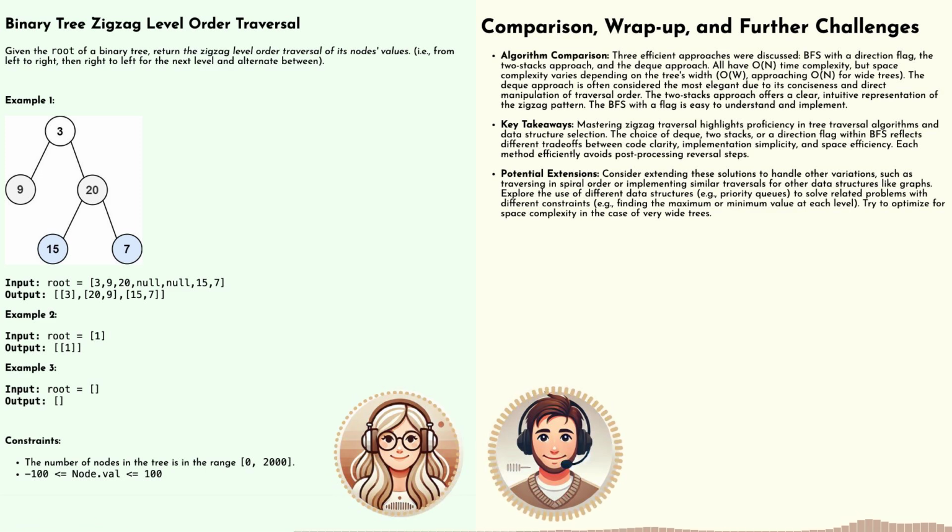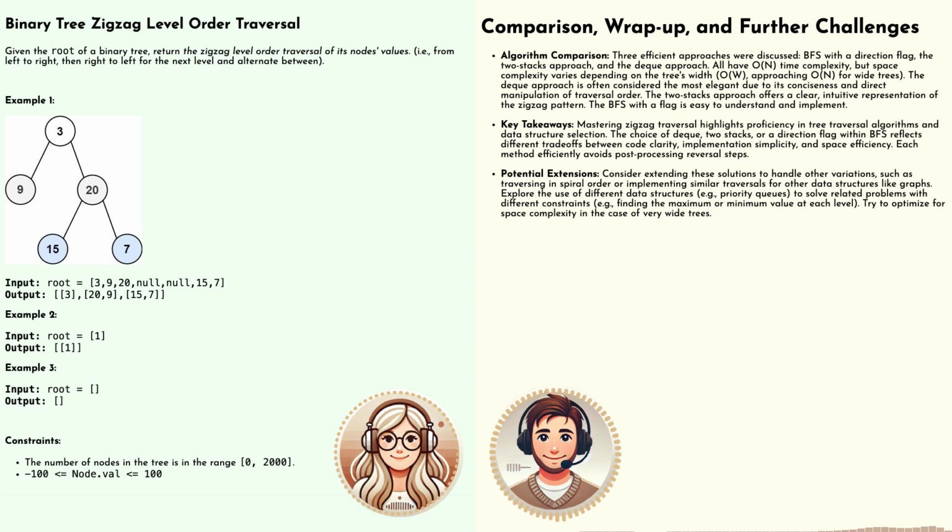Another tip I'd add is to think about edge cases. What happens if the tree is empty? What if it's skewed to one side? Testing your code with different scenarios will help you catch any potential errors. Excellent point. Thorough testing is crucial for any algorithm implementation. All right, I think our listeners are well equipped to tackle those zigzagging trees now.